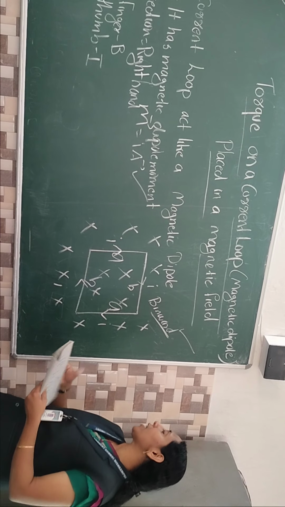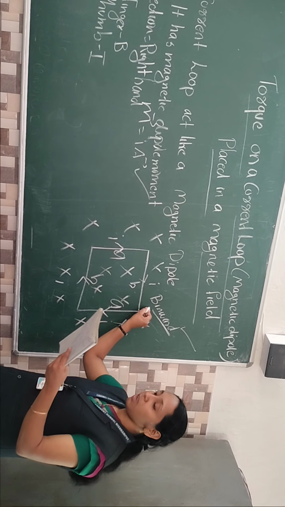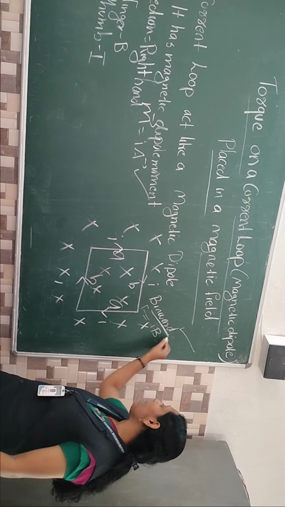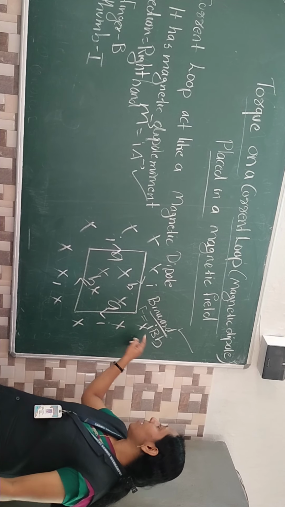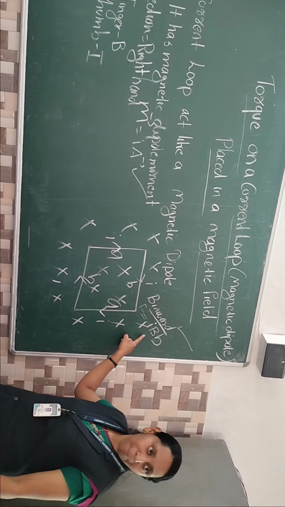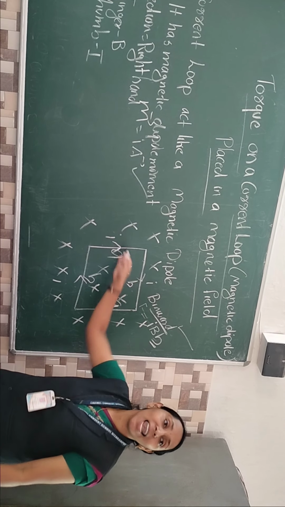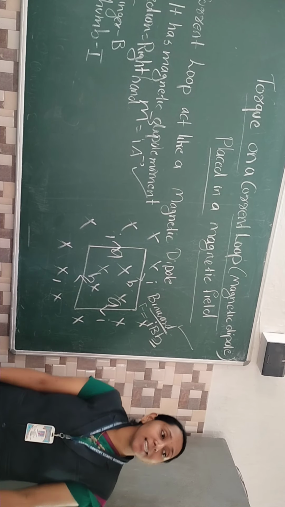So what is the magnitude of force? The force magnitude is I, L, B. What is this I? Current. B means magnetic field. What is this small letter l? The length of that side. Actually, how is the expression? F equals I L B.